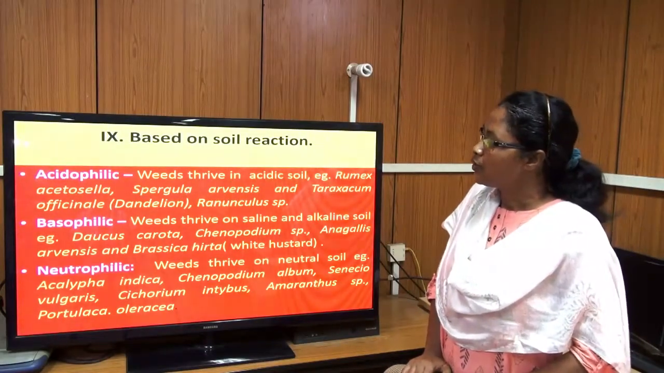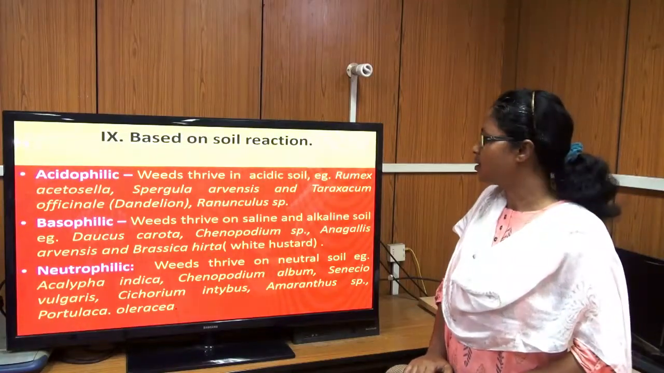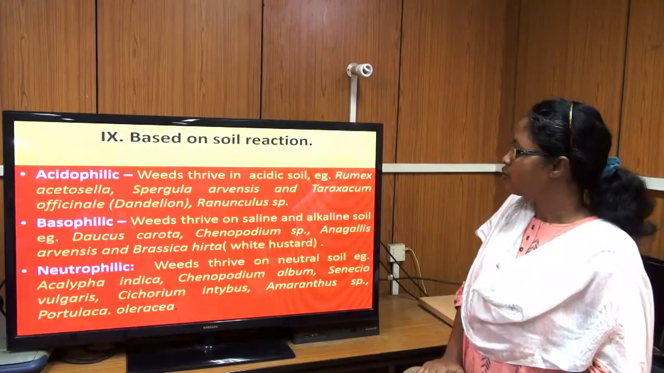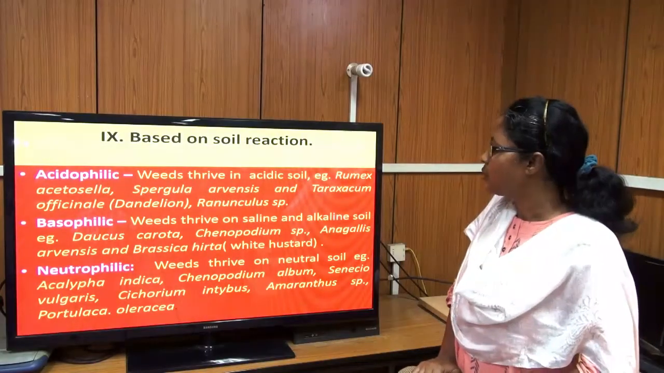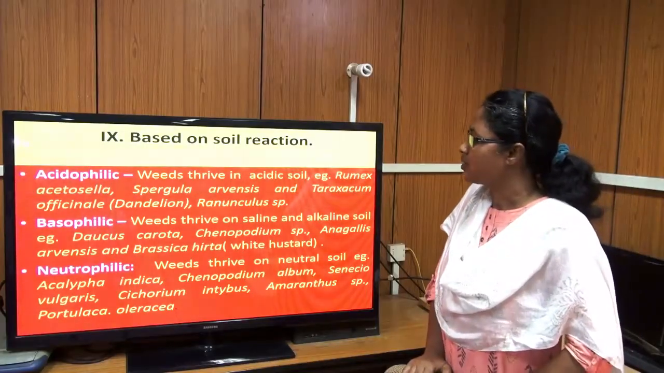Another is neutrophilic, which means found in neutral soils. Weeds thrive on neutral soils. Examples are Acalypha indica, Chenopodium album, Cichorium intybus, Amaranthus species, Portulaca oleracea, etc.